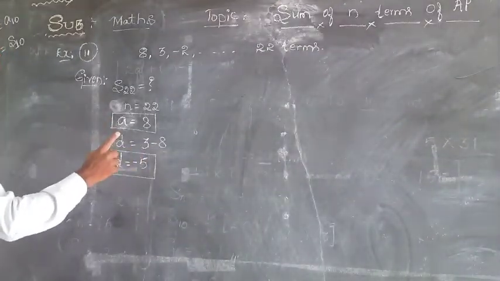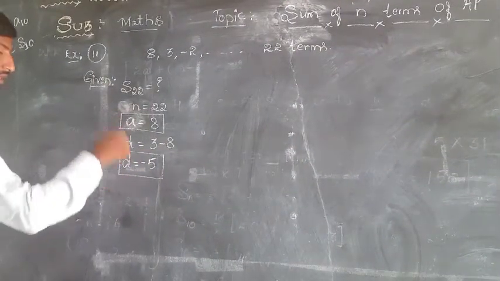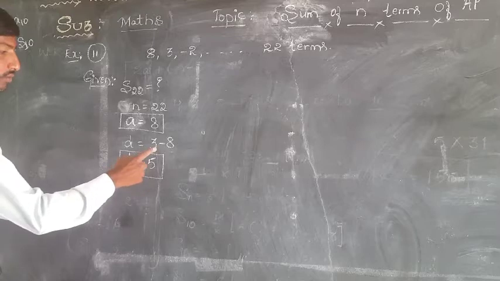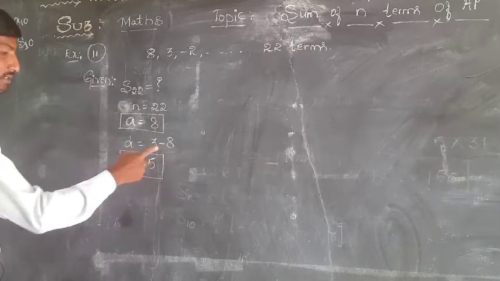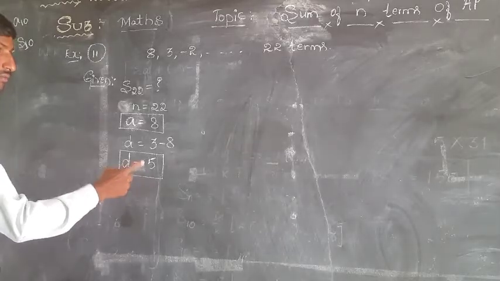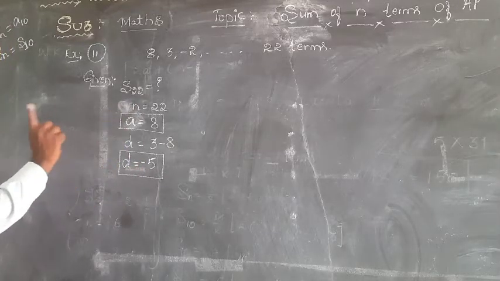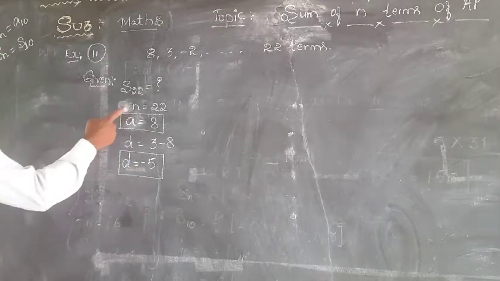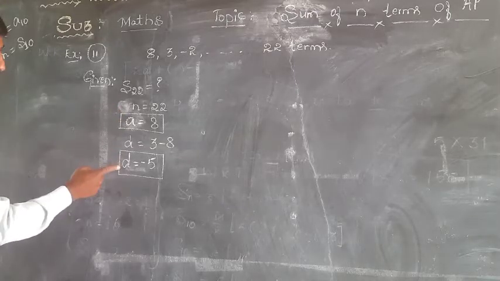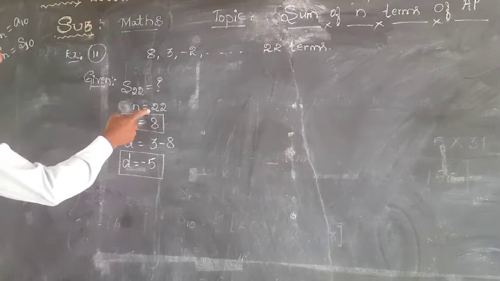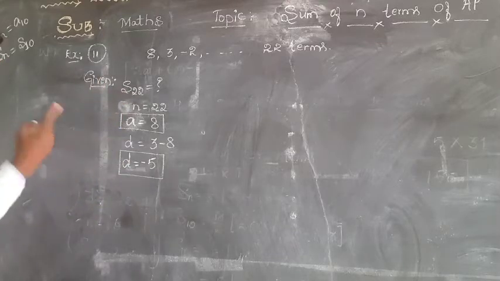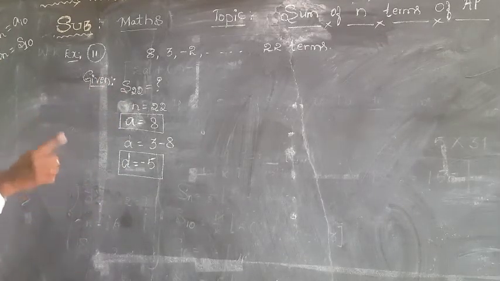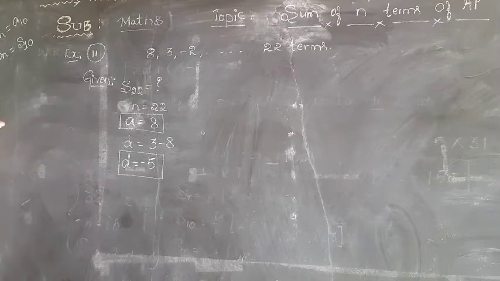So the process is subtraction. After collecting the answer, we have to collect the sign of the bigger number. So that 8 has a minus sign. So my common difference of that sequence is minus 5, but not plus 5. And the a value we have, the d value we found, and the n value they gave. So we need to find the value of S22. Therefore we have to go for the sum of n terms of AP, but not the nth term of AP.